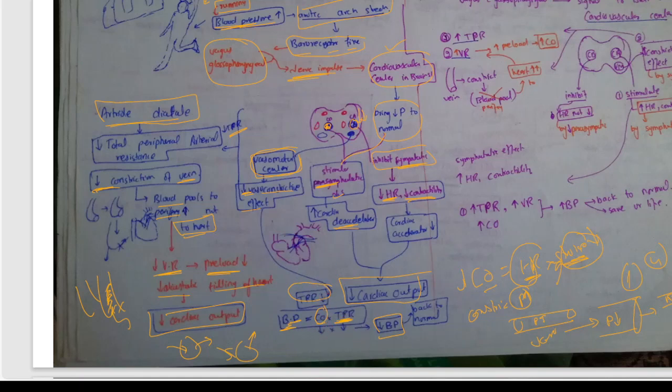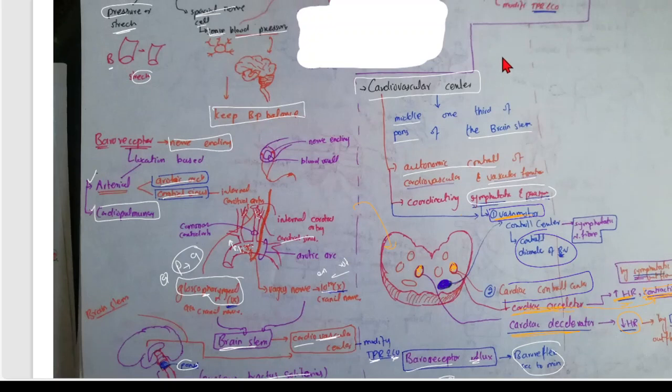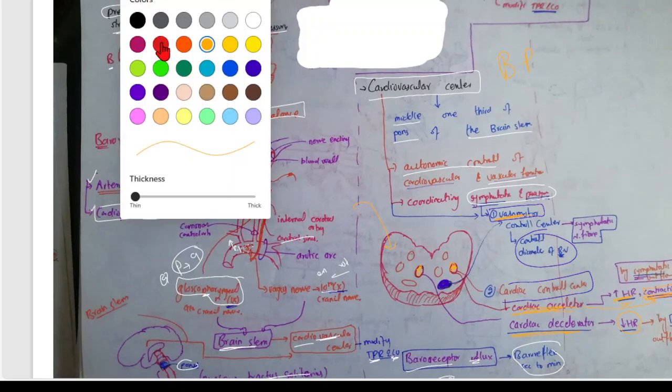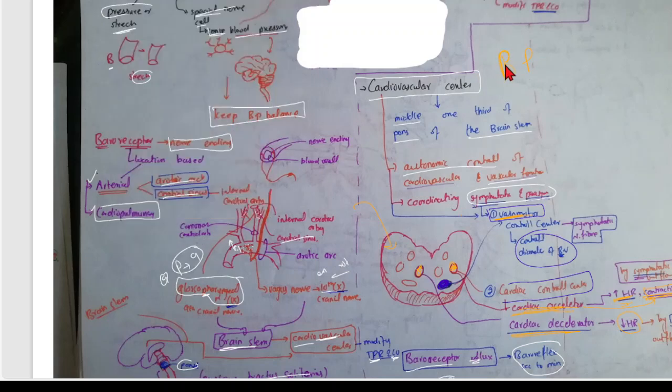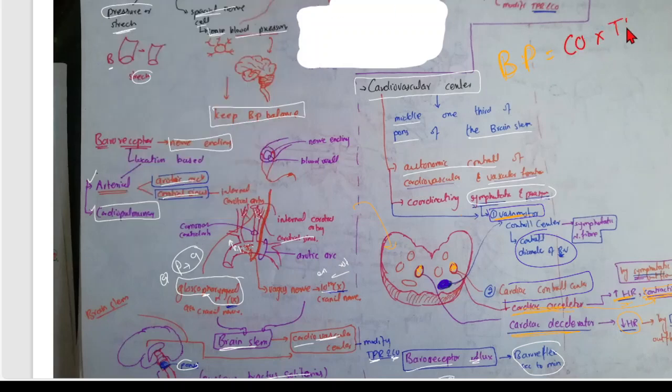So now let's revise it. Okay, how can you revise it? Just understand that blood pressure is equal to cardiac output multiplied by total peripheral resistance. So cardiac output is decreased by the cardiac control center, and TPR is decreased by the vasomotor center. One is the accelerator, another is the decelerator. So if the blood pressure increases, the vasomotor center increases vasodilation.